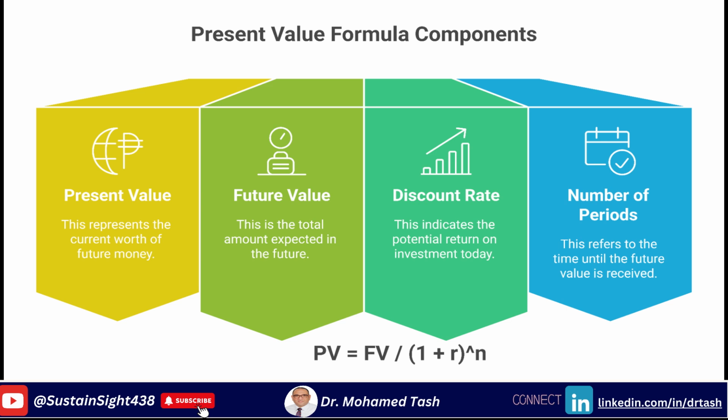PV, this is the present value, what the future money is worth today. This is what we want to calculate. FV, this is the future value, the amount of money you will receive in the future. R, this is the discount rate. This represents the rate of return you could earn if you invested the money today. It reflects the time value of money and often incorporates risk and inflation. N, this is the number of periods, usually years, you have to wait to receive the future value.